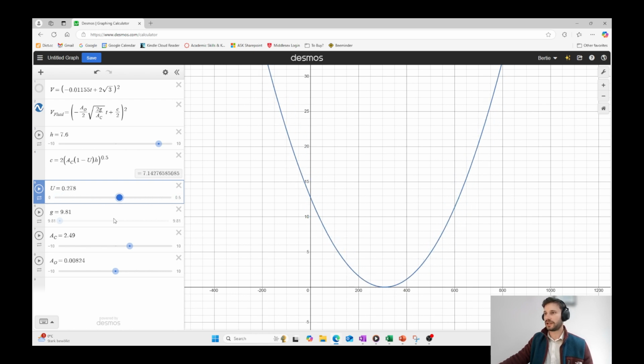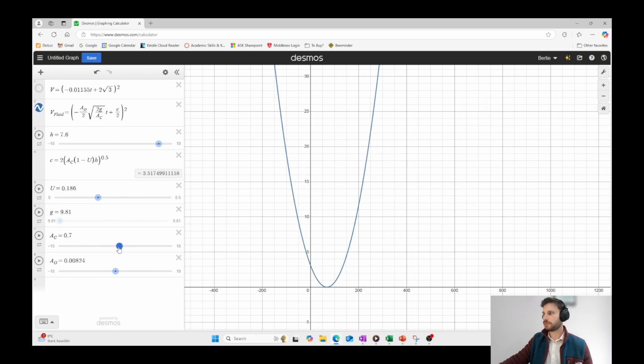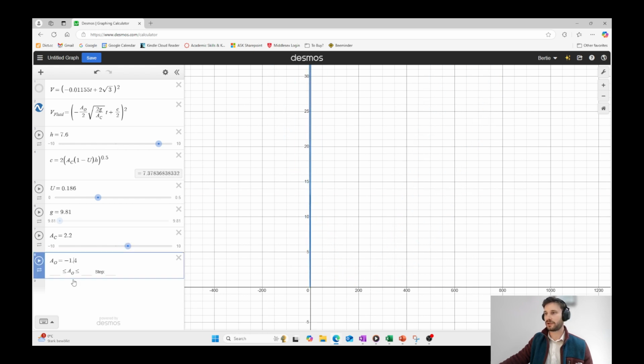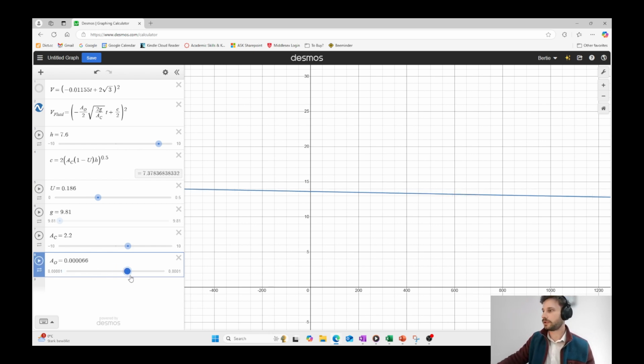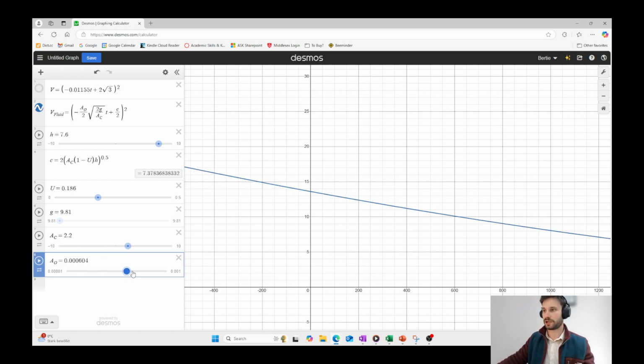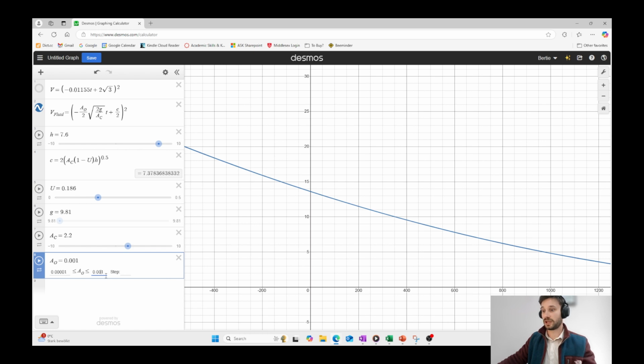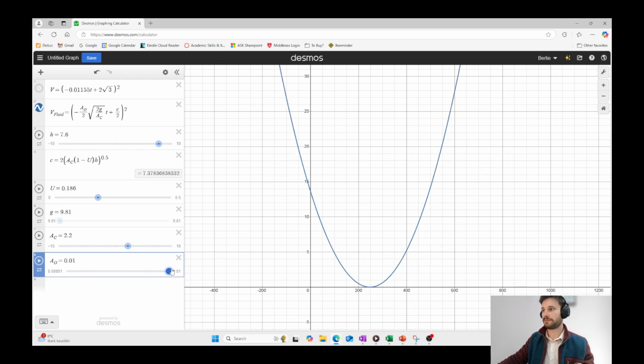I can play around with the ullage here. I can play around with the cross-sectional area. I can play around with the area of the orifice. That really should go from something very small to something small but not so small, something like that. Oh, let's make that a bit bigger. Let's make it even bigger. Okay. We can play around with this now. We have a general form for our graph.